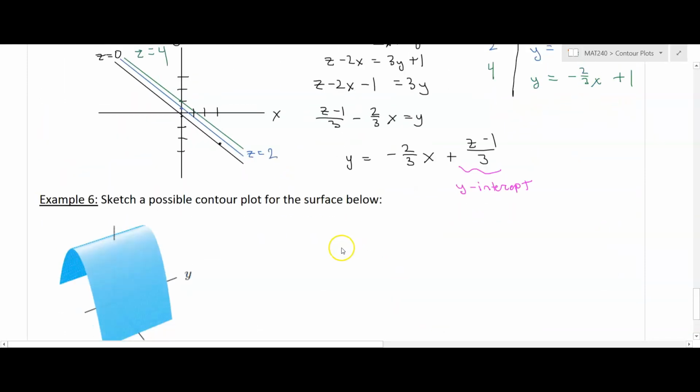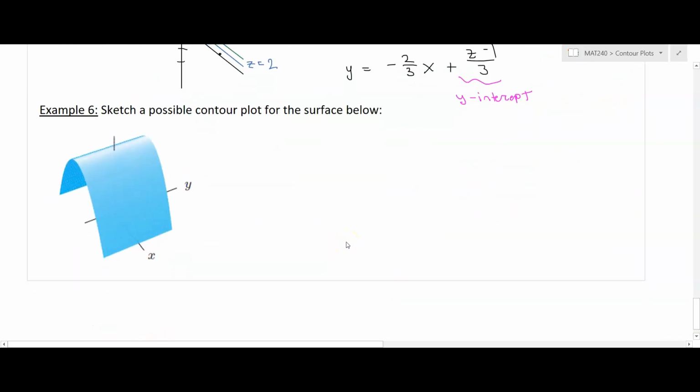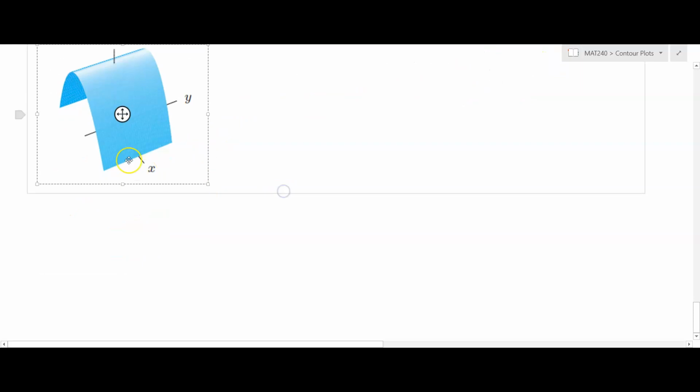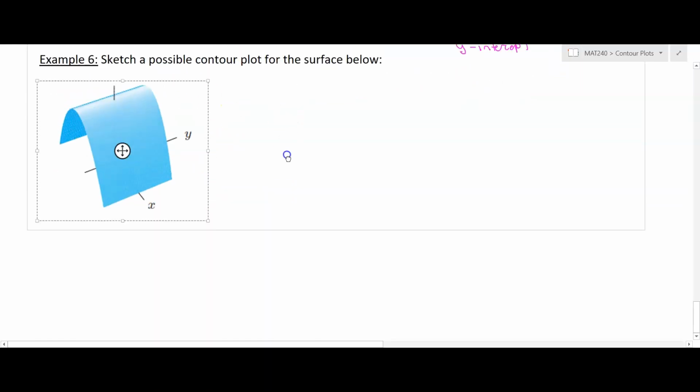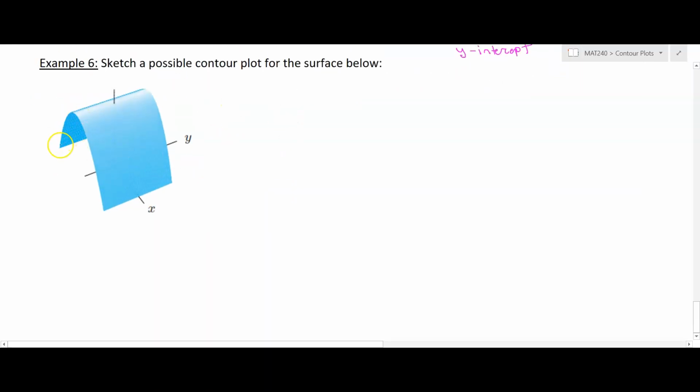All right, now let's do one final exercise. In this exercise, let's sketch a possible contour plot for this surface. What this looks like is a parabola. The reason this is a parabola is that the cross section right there is identical to, say, the cross section right there, and it's identical to the cross section right there. How do we know that? Well, if we were to take a look at the graph from this perspective, we would basically just see a little tunnel.